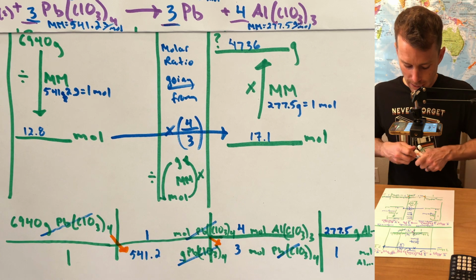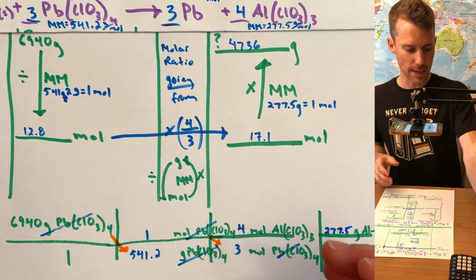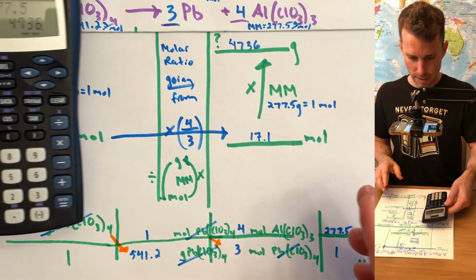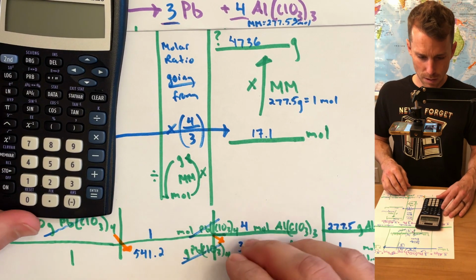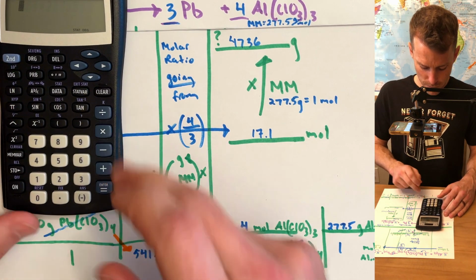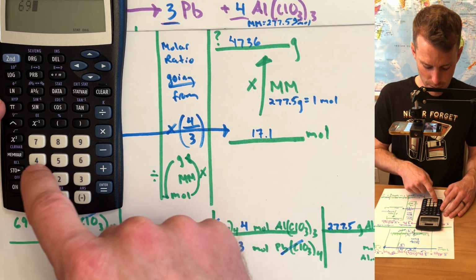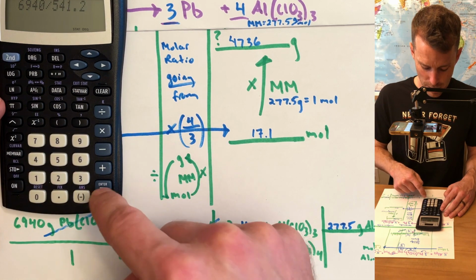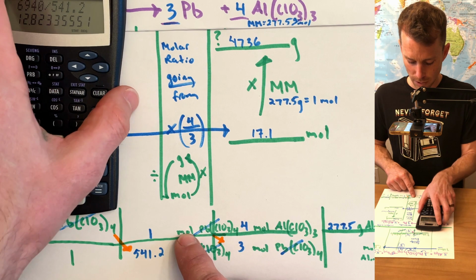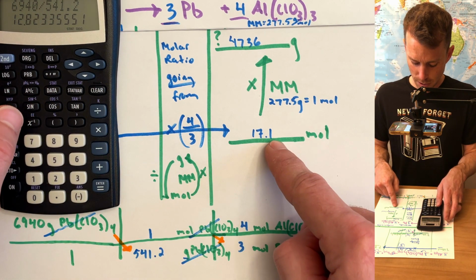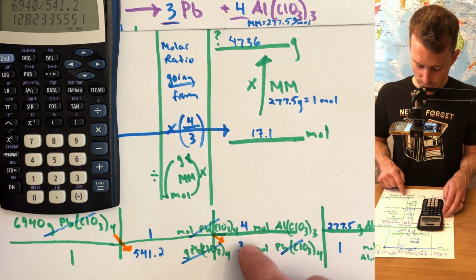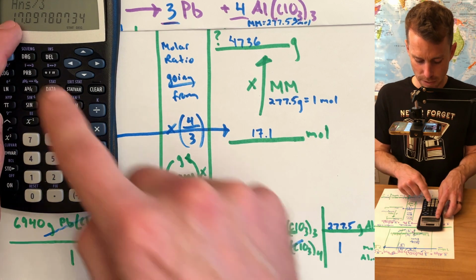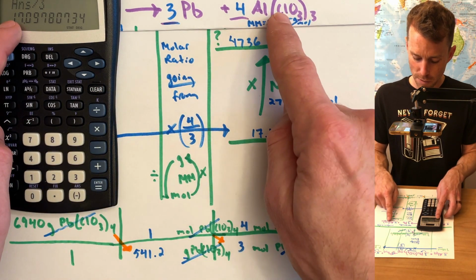And if we plug all of that in, I could show you how to do that just to make sure we don't miss some simple step that you're not sure how to do here. So we plug all this in. 6940 divided by 541.2. That got us into moles of lead chlorate. Now we need to get across to moles here. So we multiply by 4 over 3, multiplied by 4, divided by 3, 17.09. Now we're in moles of aluminum chlorate.